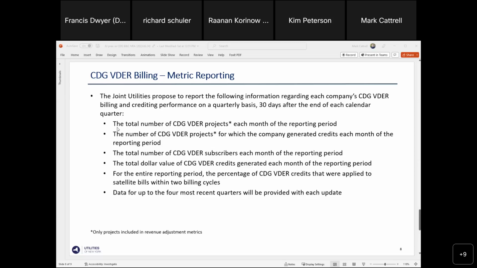For each quarter, utilities would report the percentage of credits that were applied to satellite bills within 2 billing cycles. The report would include the 3 prior quarters of reported data for up to a total of 12 months of trailing data.